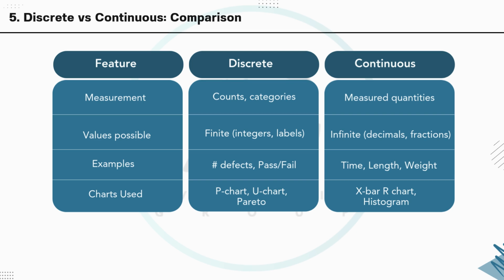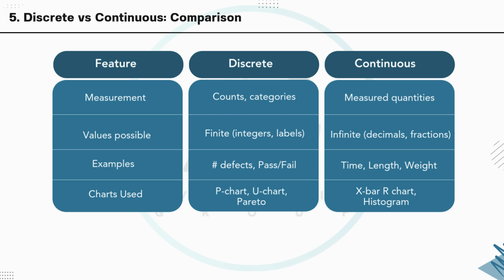Now let's look at examples. For discrete data, typical examples include the number of defects found on a product, or whether a part passes or fails inspection. Continuous data examples would be how long it takes to complete a process, the weight of a package, or the length of a component.